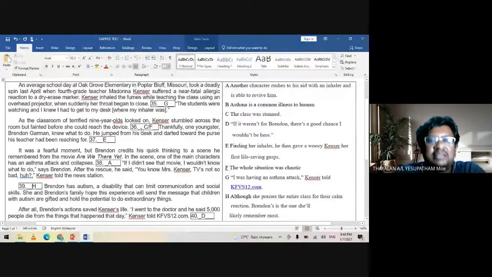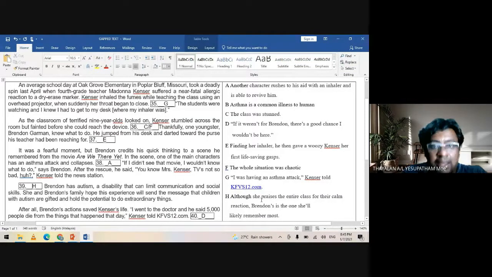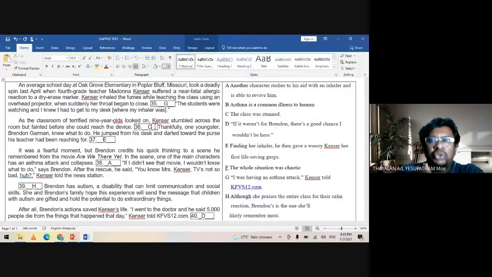Now we have question 36 in doubt. It's either C, the class was stunned, or F, the whole situation was chaotic. Chaotic means everyone would be talking, doing something, jumping all over. But the text says, although she praises the entire class for their calm reaction. When the class is calm, the situation was not chaotic. So F is definitely wrong. The correct answer is C.